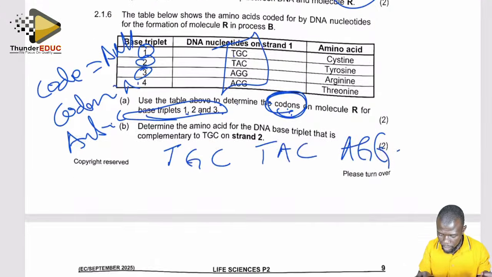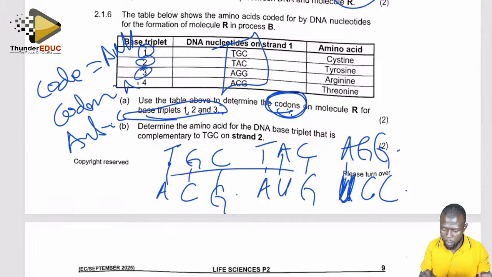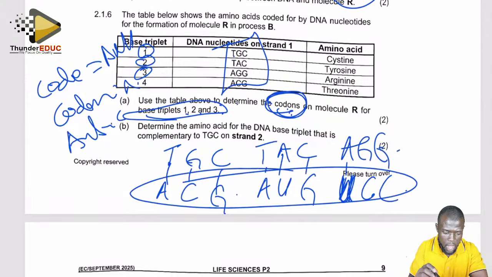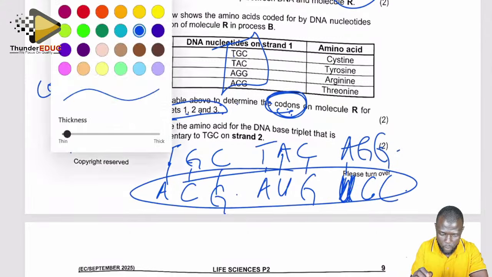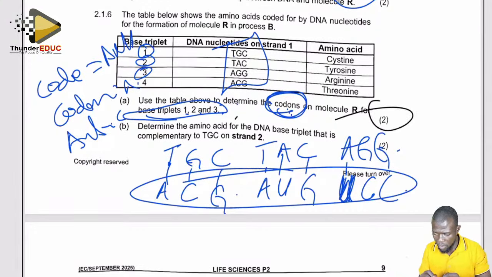T is going to go with A, then C, then G, then A, it's going to be U, it's going to be G, then U, U, C, C. So basically this is what we are looking for, and that is what you are supposed to write. Yes, so you get your 2 marks there. How do they mark? I don't know, but it's supposed to be like that.